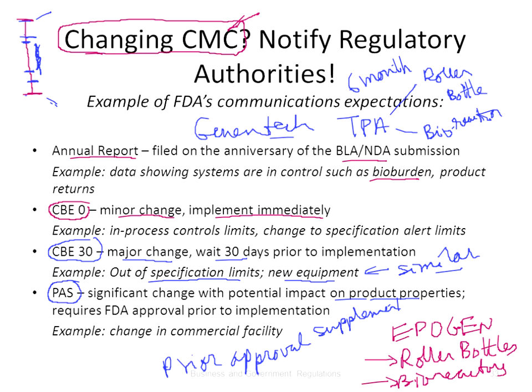So if we change, for example, the commercial facility. When Amgen went from Thousand Oaks to Puerto Rico, they had to wait for the FDA to come and inspect the new facility and approve it, and then they could change over. So that would be a PAS. Okay. So are we clear on the differences between CBE0, CBE30, and PAS? So whenever we are making changes to the CMC, you have to notify the authorities. Some of them minor, some of them major.